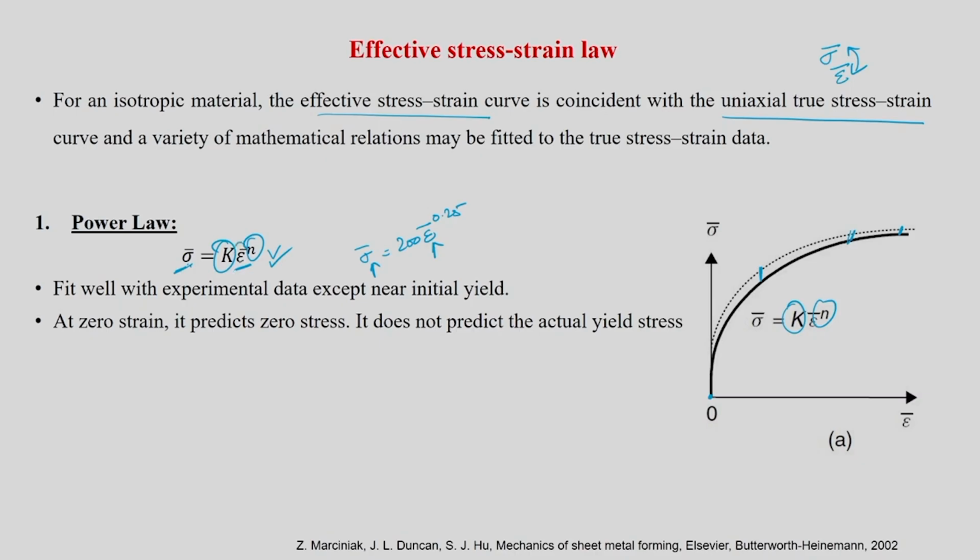Because when you put epsilon bar as 0, you will get the strength as 0. So, that means it is going to start from here, as if there is no yielding happened. Actually, there is an initial yielding that has happened, which is going to actually start from here, which will not be predicted by this particular power law, but still it is predominantly used.